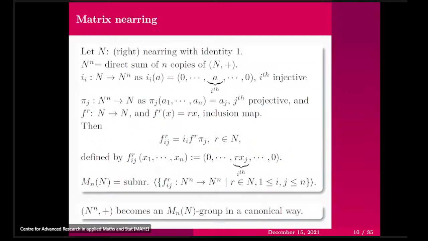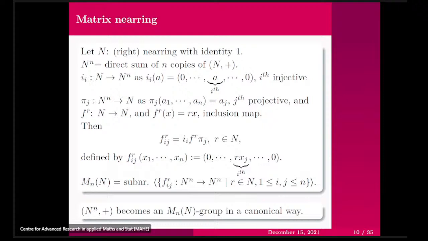Actually, every group G is an Mg group, every nearing is an M group over itself, and each left module is an R group. Now, in the case of rings, a matrix ring can be constructed as arrays wherein the elements are from the ring, but in the case of matrix nearing, it is not possible due to the non-linear nature. For that, we need maps.